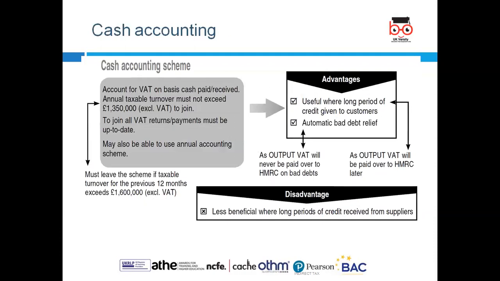The cash accounting scheme, which we can join, has almost the same limit. It means you only pay the VAT if you receive or make the payments. So that is quite good. Bad debts can be automatically adjusted, so it is useful when a long period of credit is given to the customer, because bad debt relief is automatically claimed. Otherwise, we have to claim.